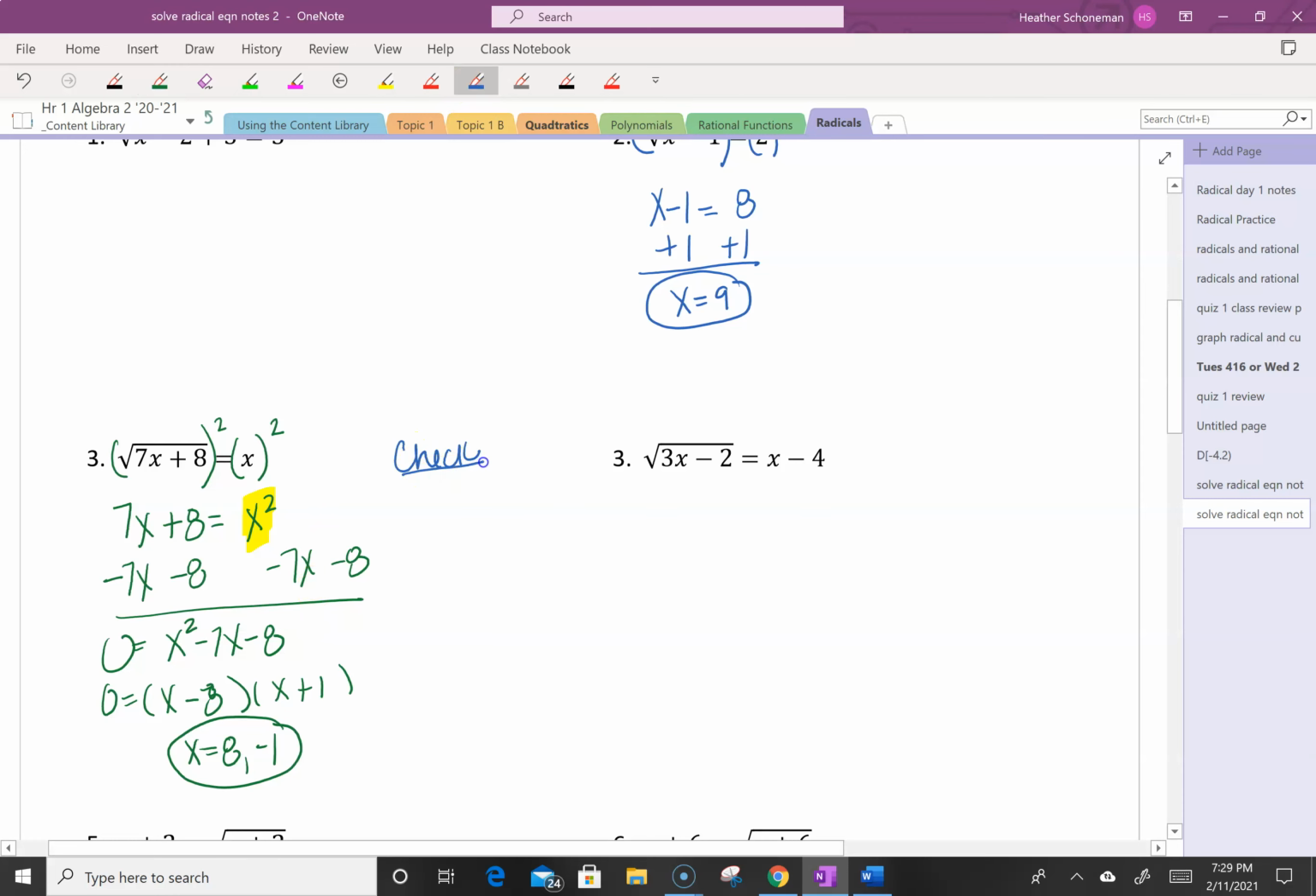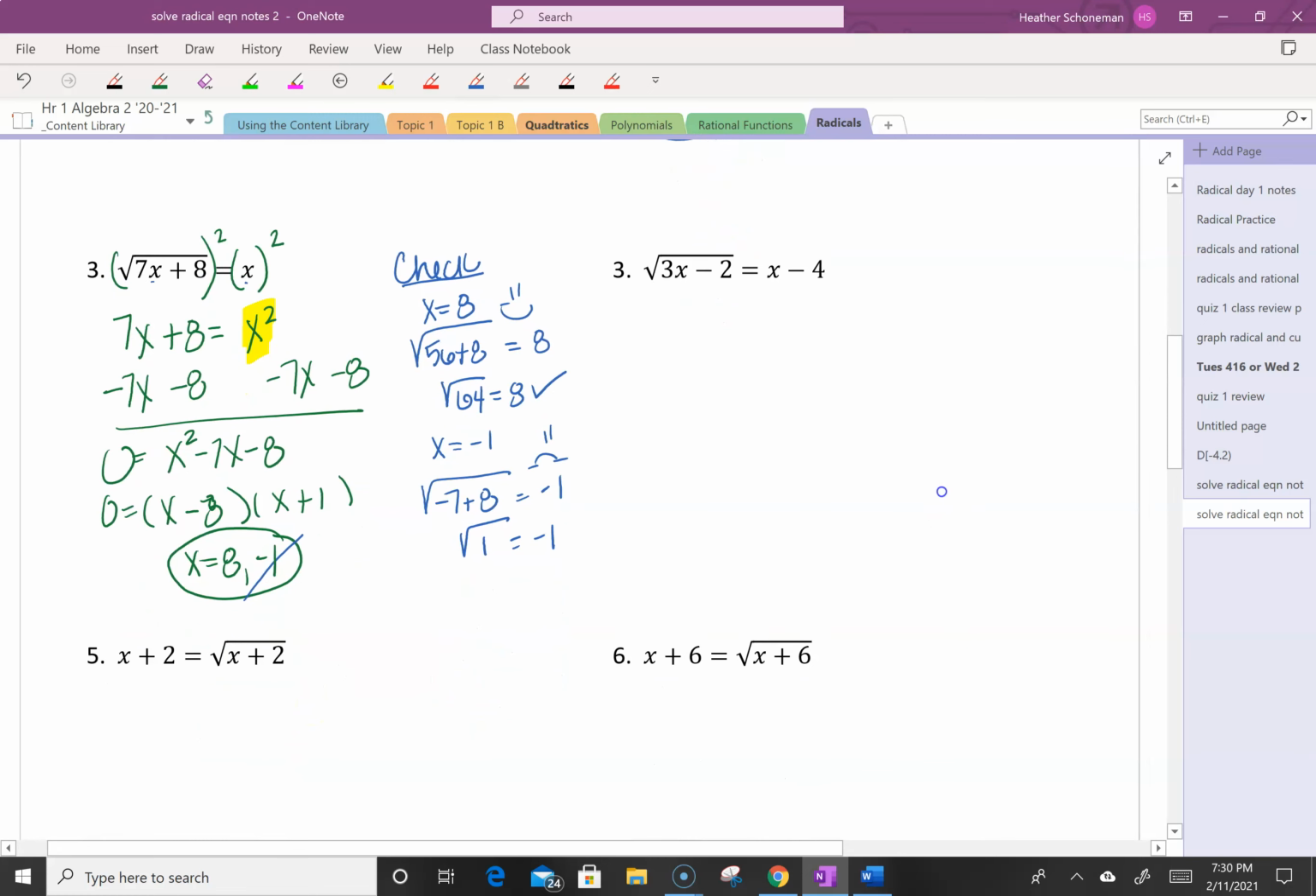So let's try checking one of them. So first we'll start with x equaling 8. So I'm going to plug in an 8 for each x. So 7 times 8 is 56. So I have 56 plus 8 equals, over here is x, so equals 8. So this is the square root of 64 equals 8. That is good. This one works. If I try x equals negative 1, 7 times negative 1 is negative 7 plus 8. Over here I get negative 1, so I get 1 equals negative 1. Remember, when we're doing these, we're looking for the principal root, which is always positive, so this does not work. So negative 1 is not a solution.